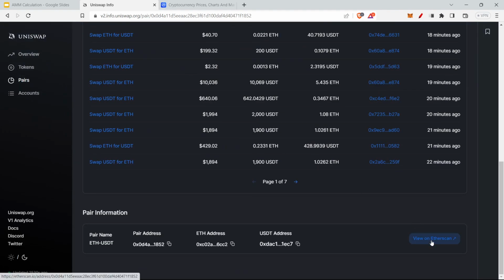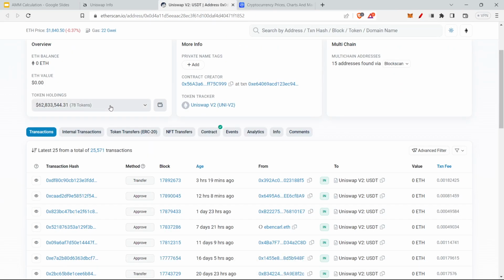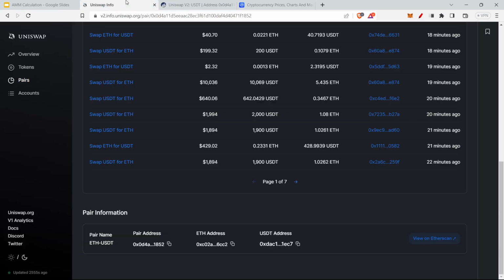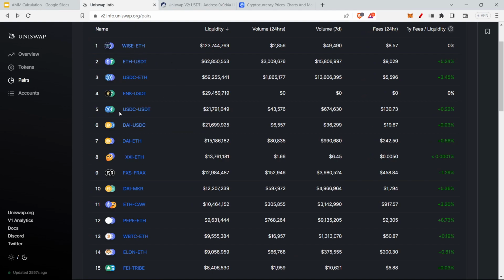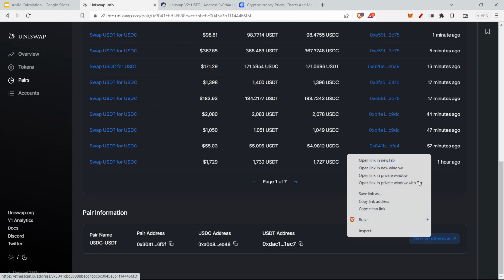And if you click view on Etherscan, you'll notice that this pool has 31 million USDT and 17,000 WETH. And both of them is almost equivalent to each other. One has 31,449,000 and the other one has 31,381,000 for a total of 62,833,000.